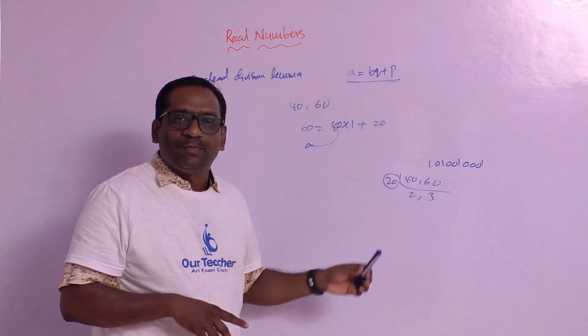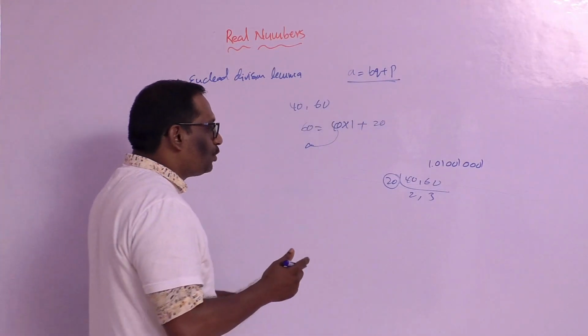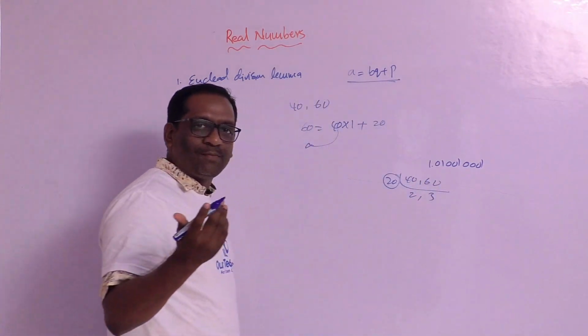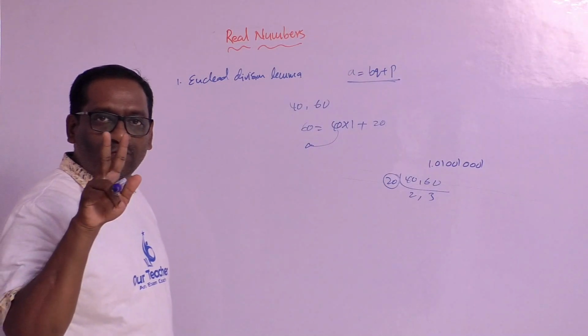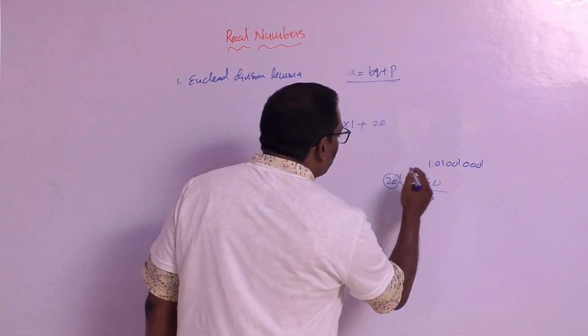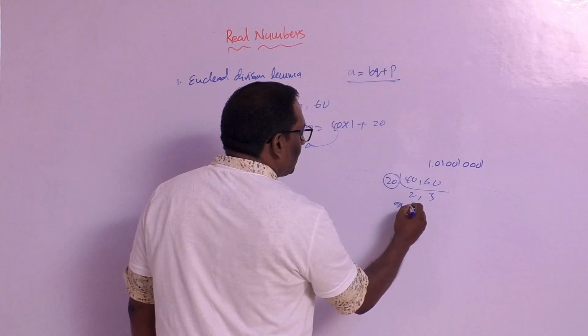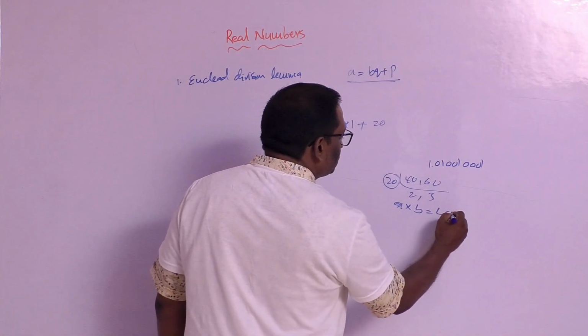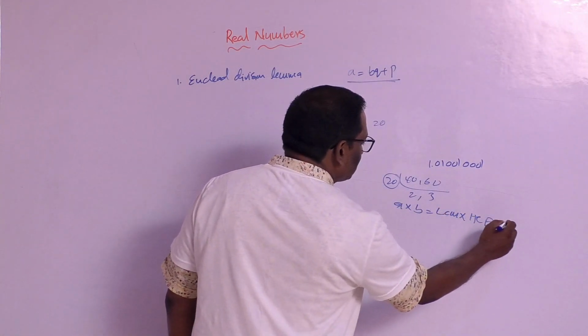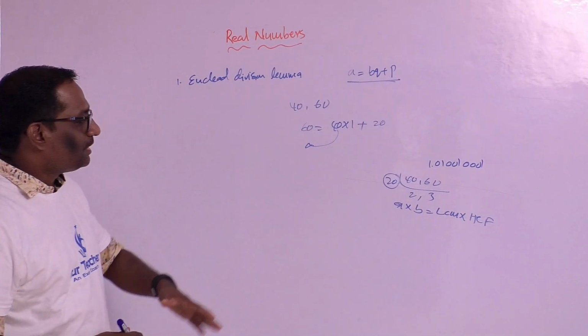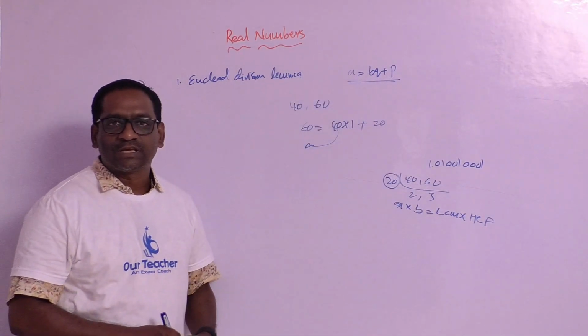The relation between the HCF and the LCM of two numbers: whether LCM or GCD, we can find it with the help of the numbers only. If you consider the two numbers A and B, A into B is equal to LCM into HCF. That is the formula. That is about the first topic which we discuss in this chapter.